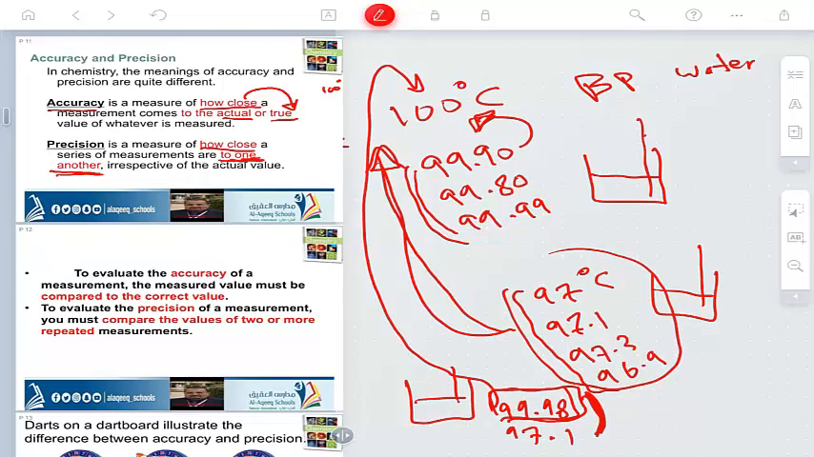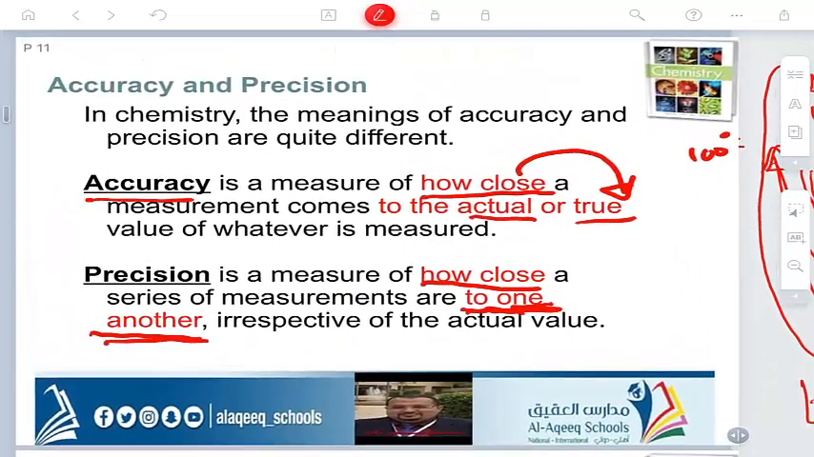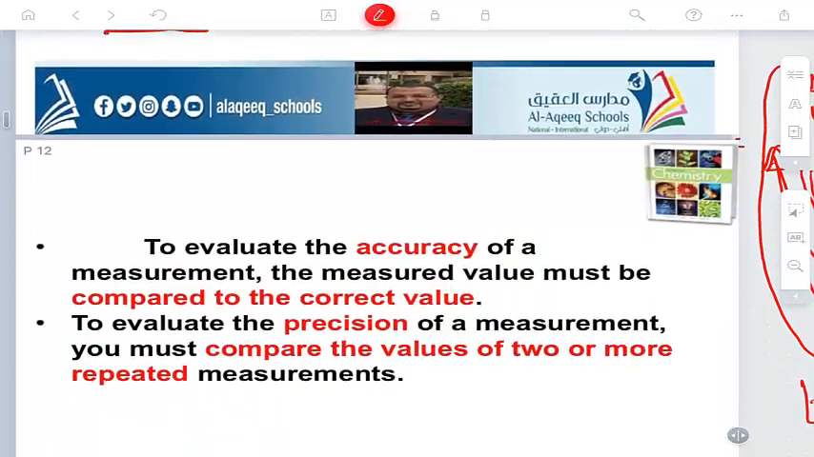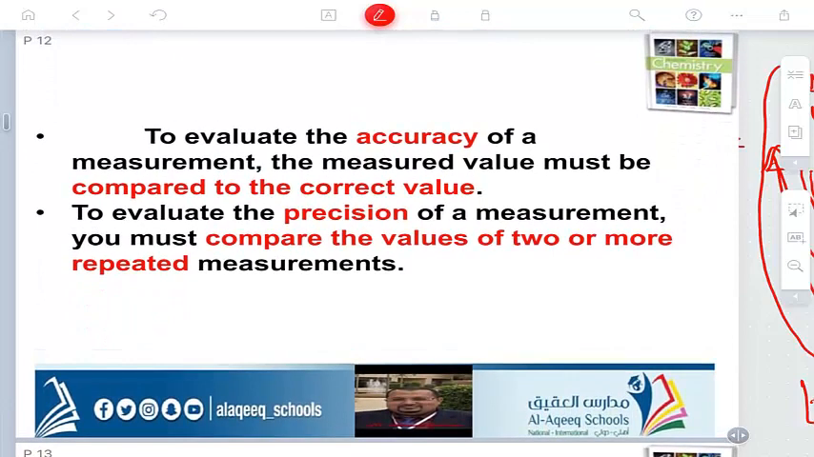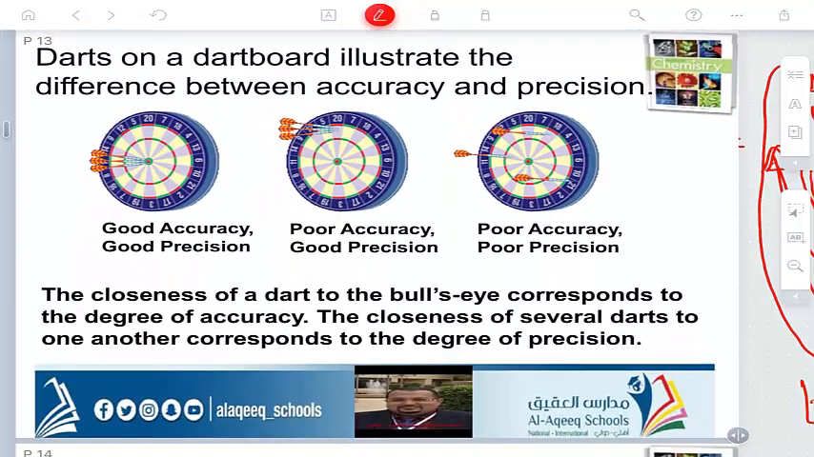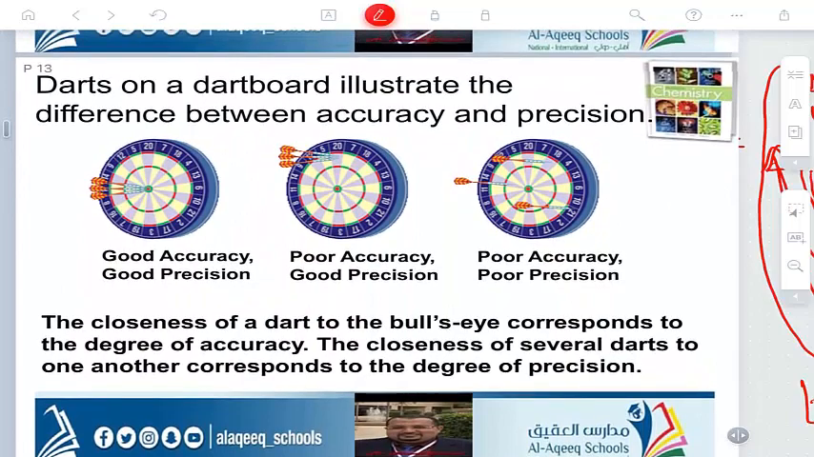You understand? I think you understand. It's easy, and you'll understand more if you see that. To evaluate the accuracy of the measurement, you have to compare this value to the correct value. At this moment, it has accuracy, or you can say good accuracy. But to evaluate the precision of the measurement, you have to compare the values to one another, if it's repeated or not. Look at this diagram and you will see the meaning here in this diagram.